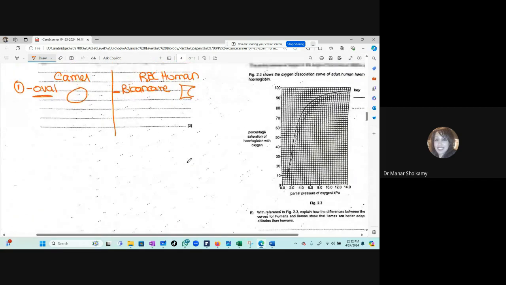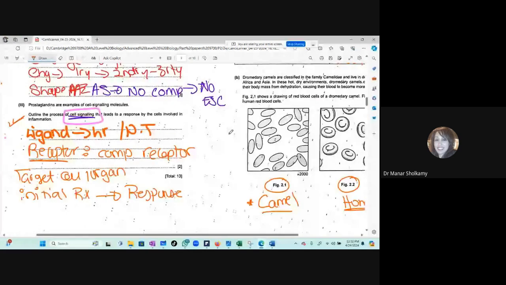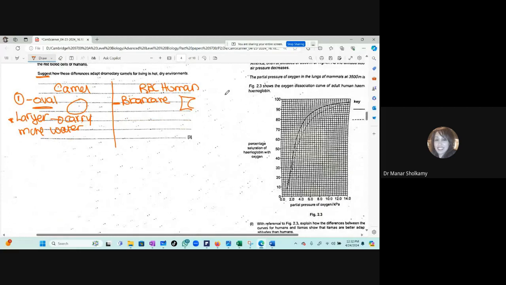And the oval red blood cell, you can say it's larger, so it will carry more what? Water. Okay, it will carry more water, or contain more water, or store more water, because we are not talking about oxygen transport. We are talking about dehydration and storing water. So this shape may help it to store more water. Something else. Give me another way this red blood cell will be more adapted in dehydration.